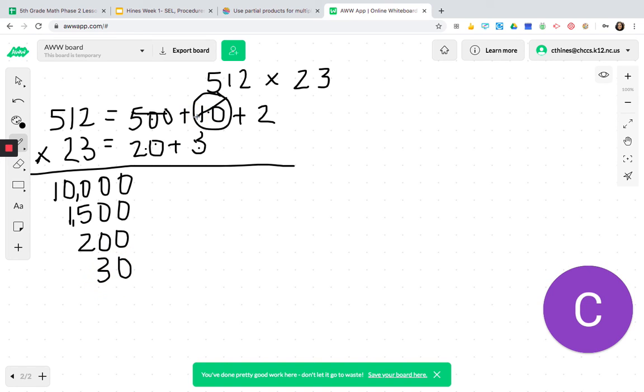So now the last thing I have to do is move over to this 2 here and multiply that 2 by 20 and by 3. So 2 times 20, 2 times 2 is 4, and we're going to add a 0, so that would be 40. And then 2 times 3 is 6. The very last step is going to be to add these up. So I've got 0, 0, 0, 0, 0 plus 6 is 6.